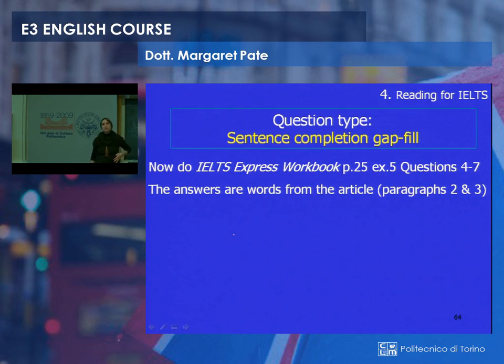Dai che potete farlo. Forza. Coraggio. All right, the words must be exactly those from the article here, not changing them.